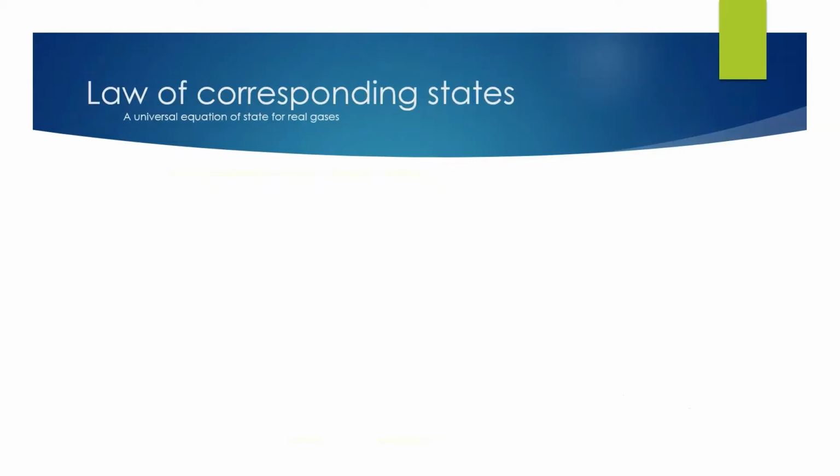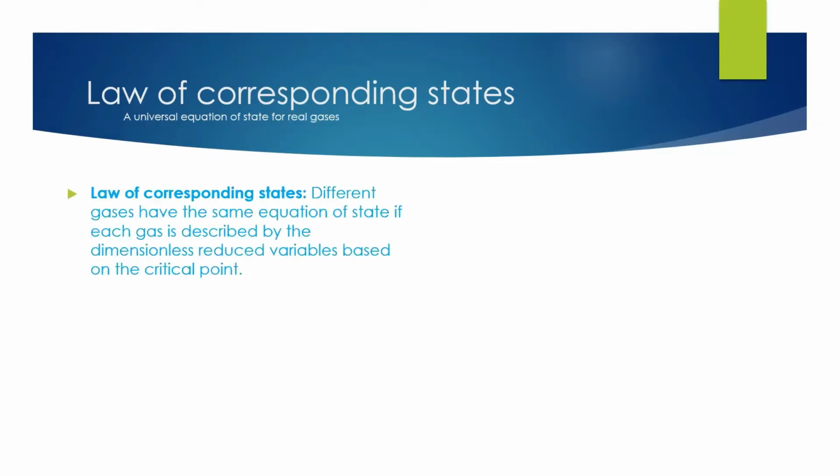Now, something that we can note, and we noted it before, is that even though gases have these different equations of state based on these A and B parameters, every gas is kind of similar at its critical point. So if we have a gas at its critical point, we have this supercritical fluid, and it doesn't really matter what the gas is anymore. We kind of liquefied this gas without actually turning it into a liquid, or we gasified the liquid state of matter. So the law of corresponding states states that different gases have the same equation of state if each gas is described by the dimensionless reduced variables based on the critical point. And what do I mean? We'll go ahead and see that in the slides.